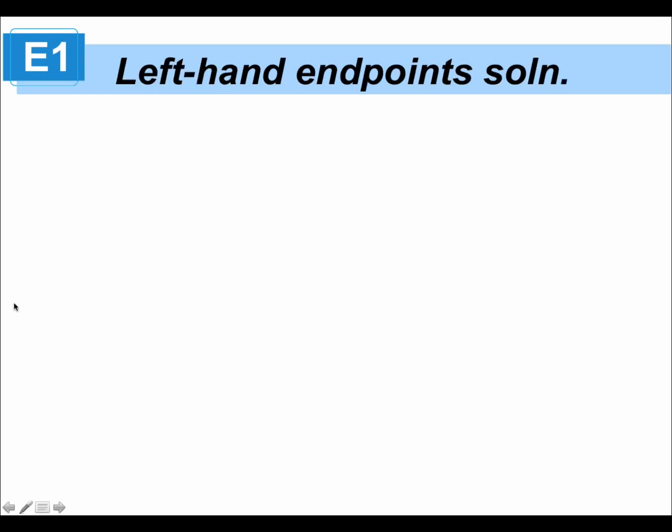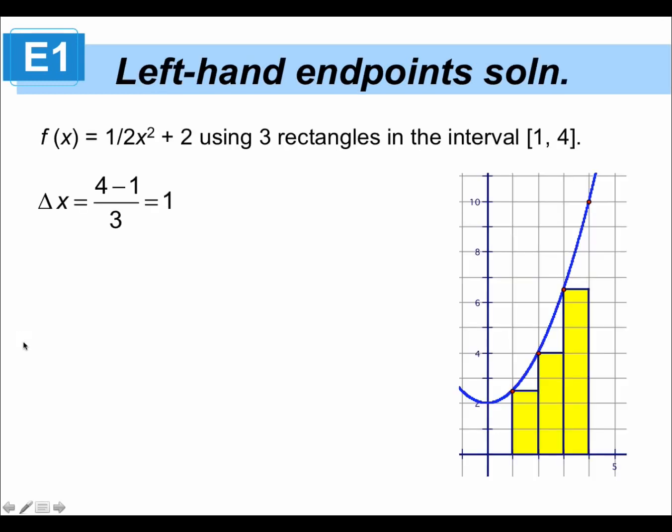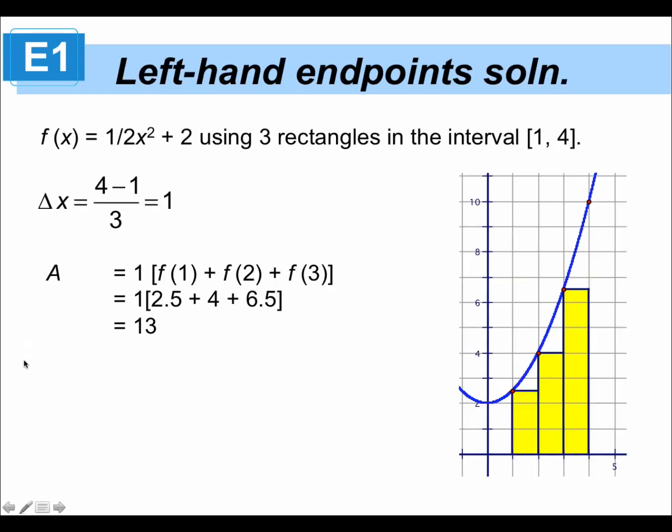I think the next couple of slides just take you through the solutions. Yeah, so there's delta x. Notice in the way I did it here, I took delta x and multiplied it by the height of each of those. In hindsight, I think it makes more sense to do the area of each individual rectangle and then add them all up.